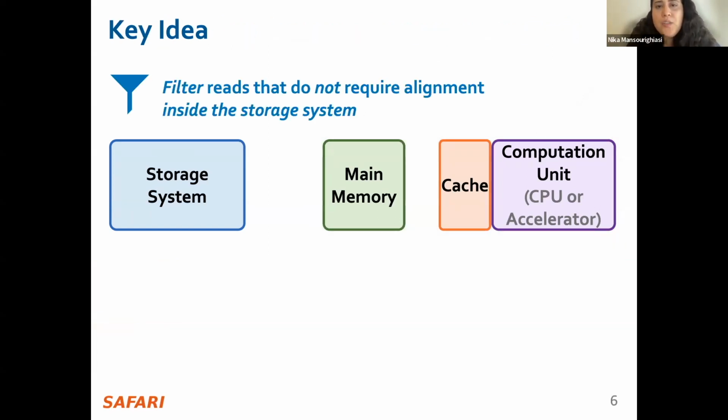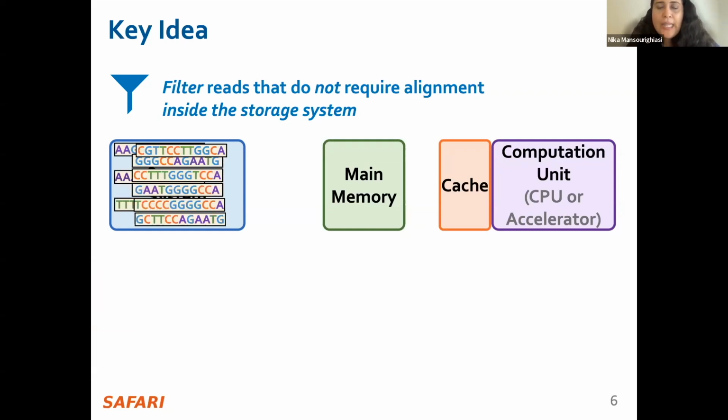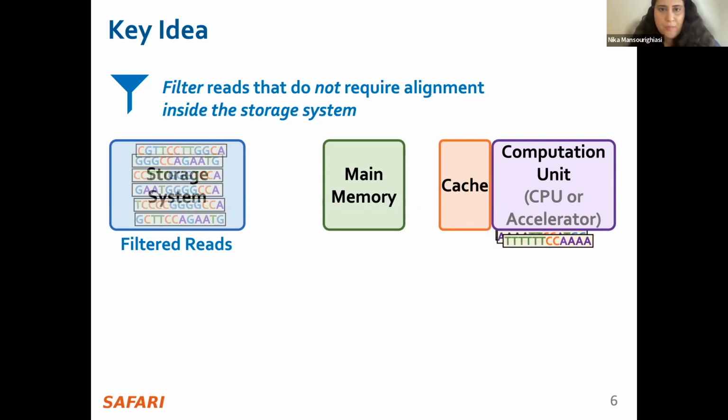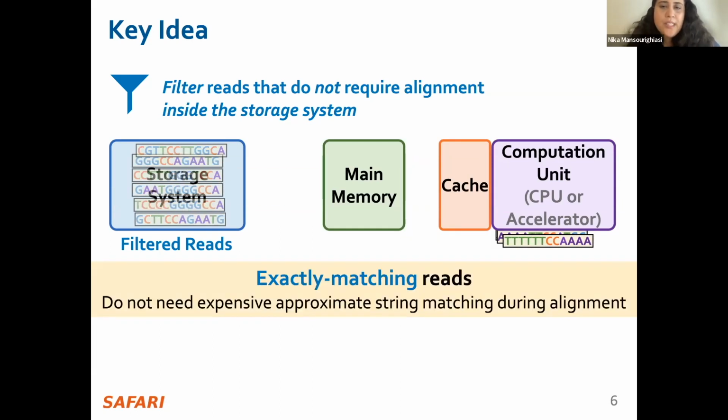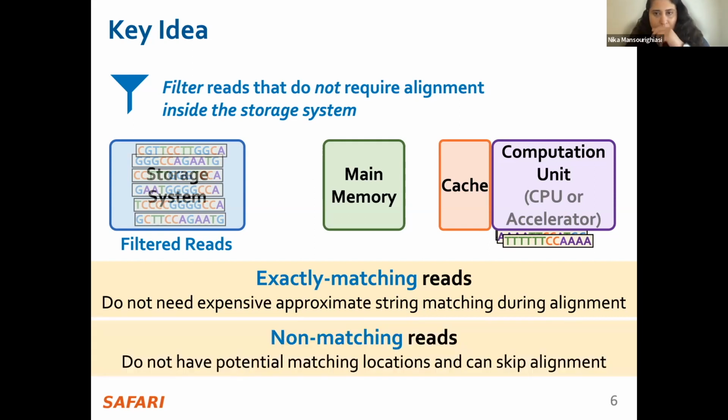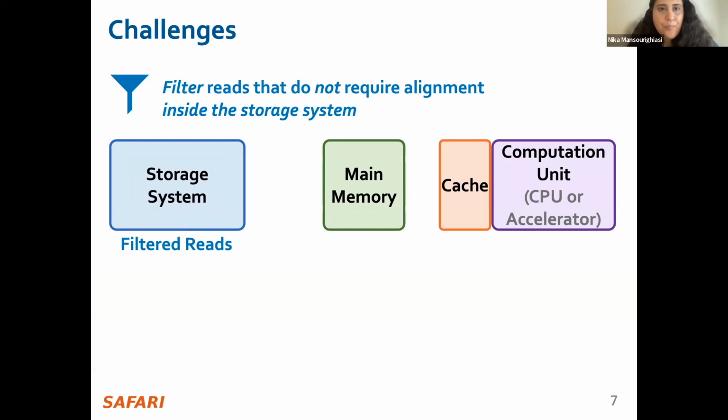Our key idea is to filter reads that do not require expensive alignment computation in the storage system to fundamentally reduce the data movement overhead of read mapping. Examples of reads that do not require the costly alignment step are reads that exactly match the reference genome, which do not need approximate string matching performed during alignment, and non-matching reads that do not have any potential matching location in the reference genome and can skip the alignment step.